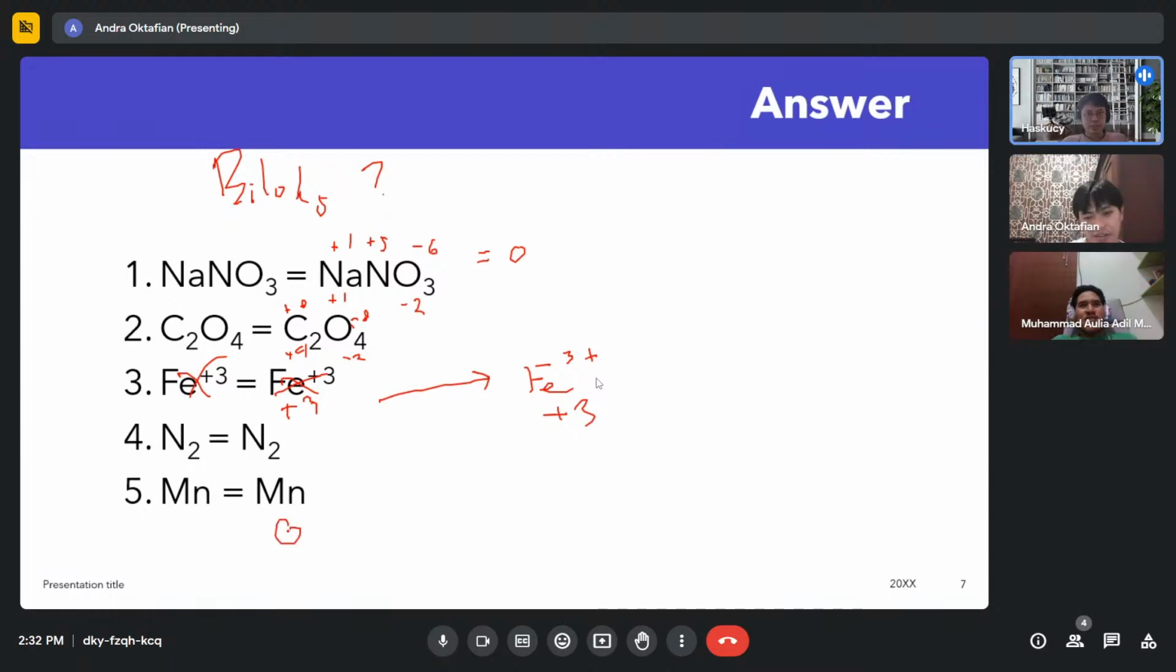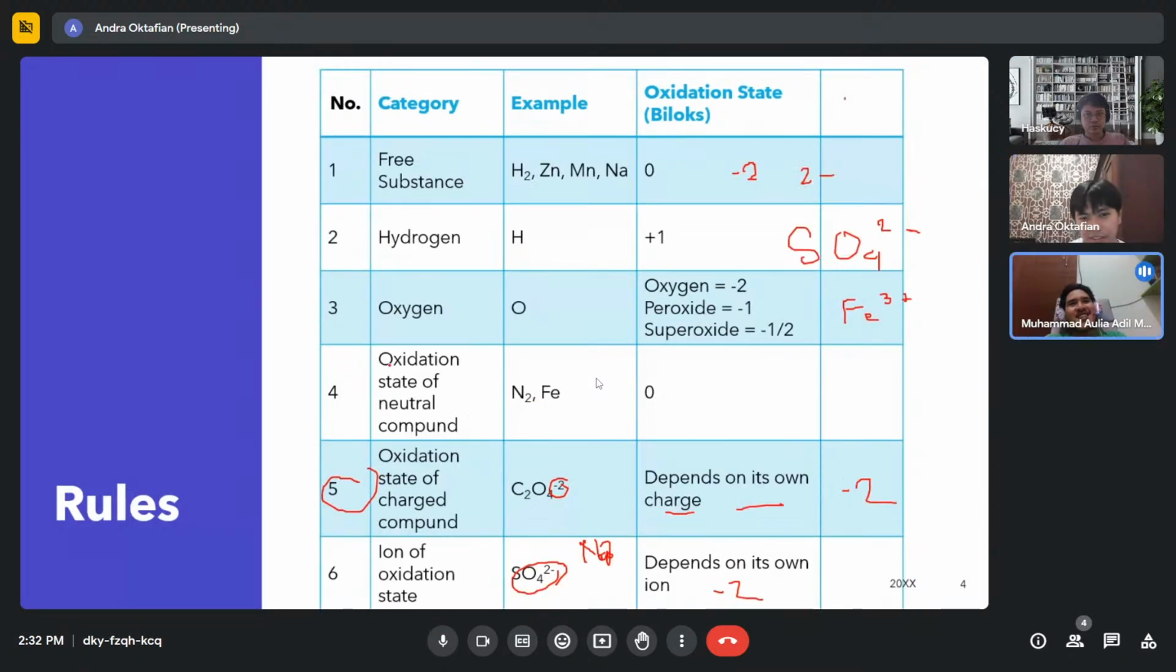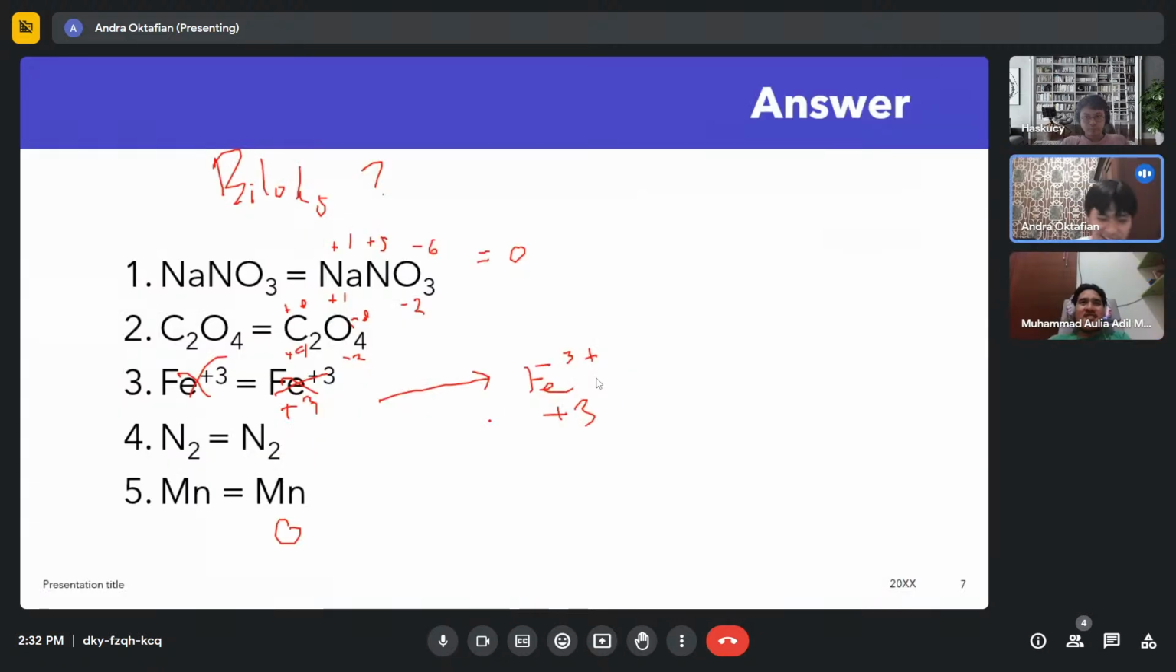Nitrogen? It's zero, right? Yes, we don't discuss it. We have the number 4... Oh yeah, it's zero, because it's an unnatural compound. So that's why we skip it. Yeah, we can just simply put 0 for the biloks.